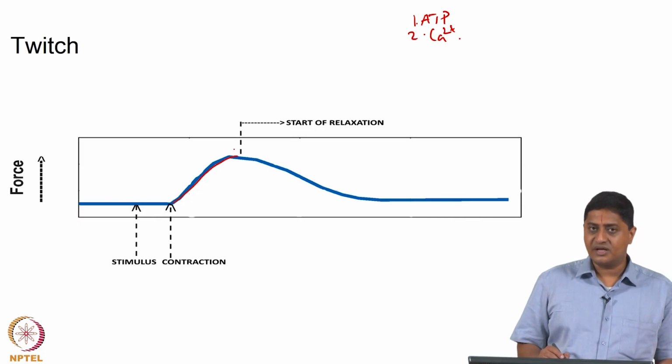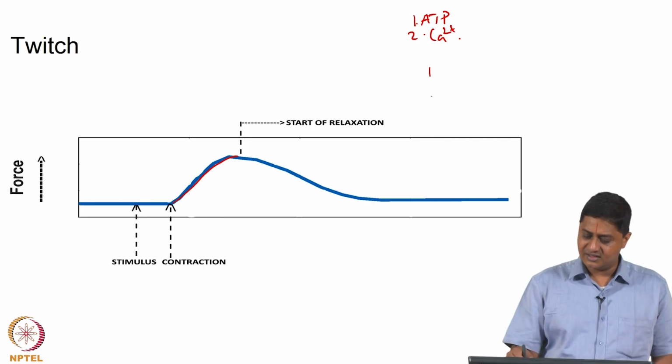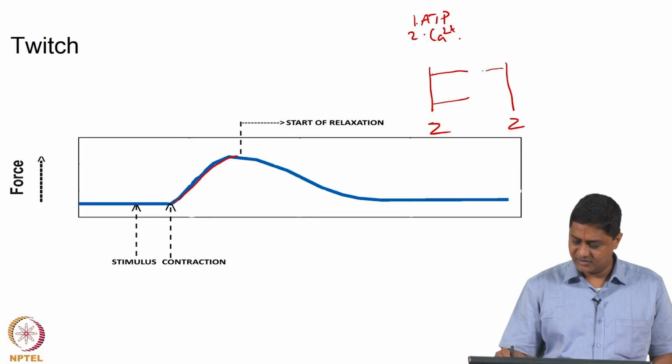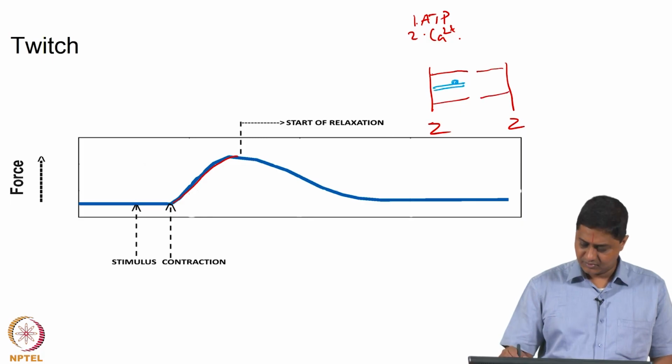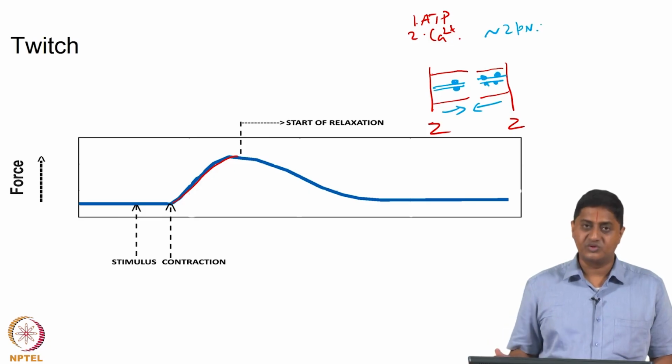Let us remember how that happens. The myosin attaches to the binding sites on actin and then pulls in such a way that the Z disc, suppose this is one Z disc and this is another Z disc, and suppose the thin filaments are in red, a force of the order of about 2 piconewtons is produced, right.